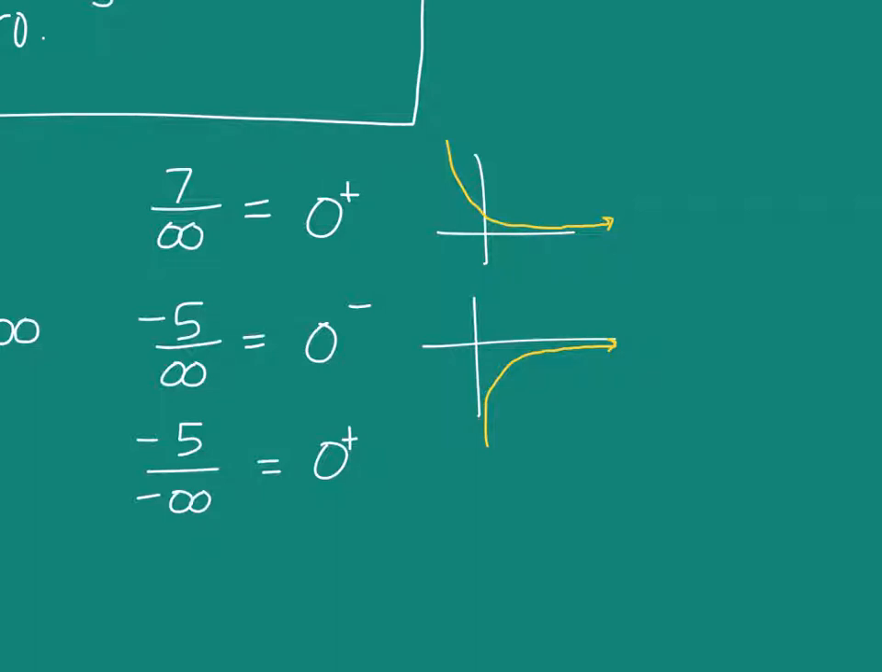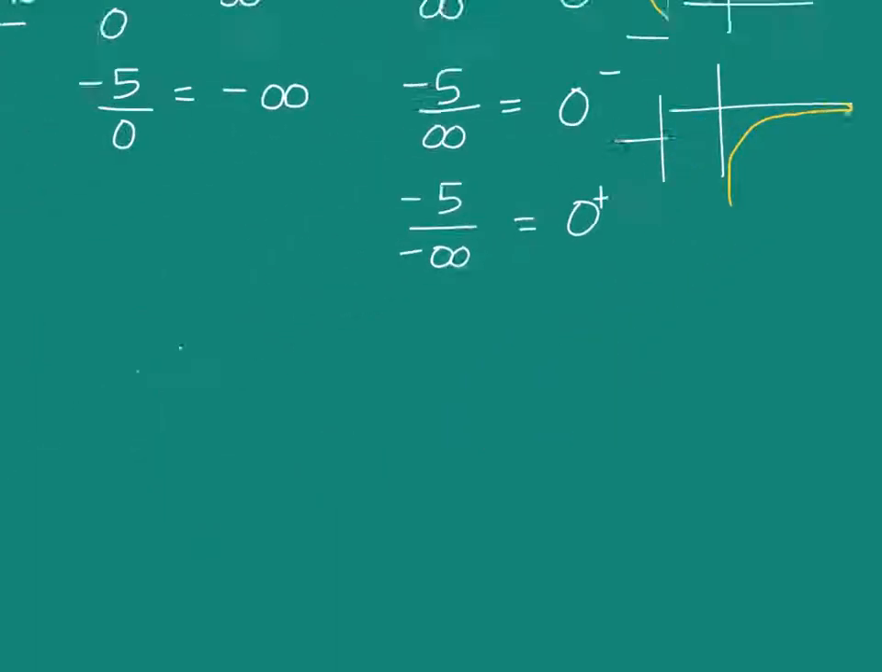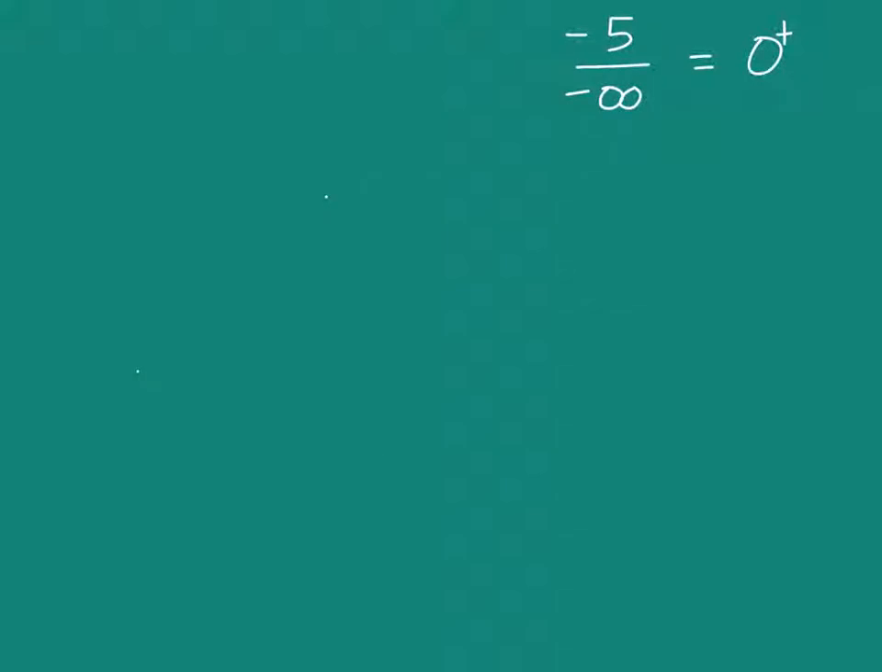That could be for any horizontal asymptote. If your horizontal asymptote was 5, you'd have a 5 plus and a 5 minus. Are you on the top side of 5 or on the bottom side of 5? That's what that means. Okay, so let's do some actual examples as it talks about limits.